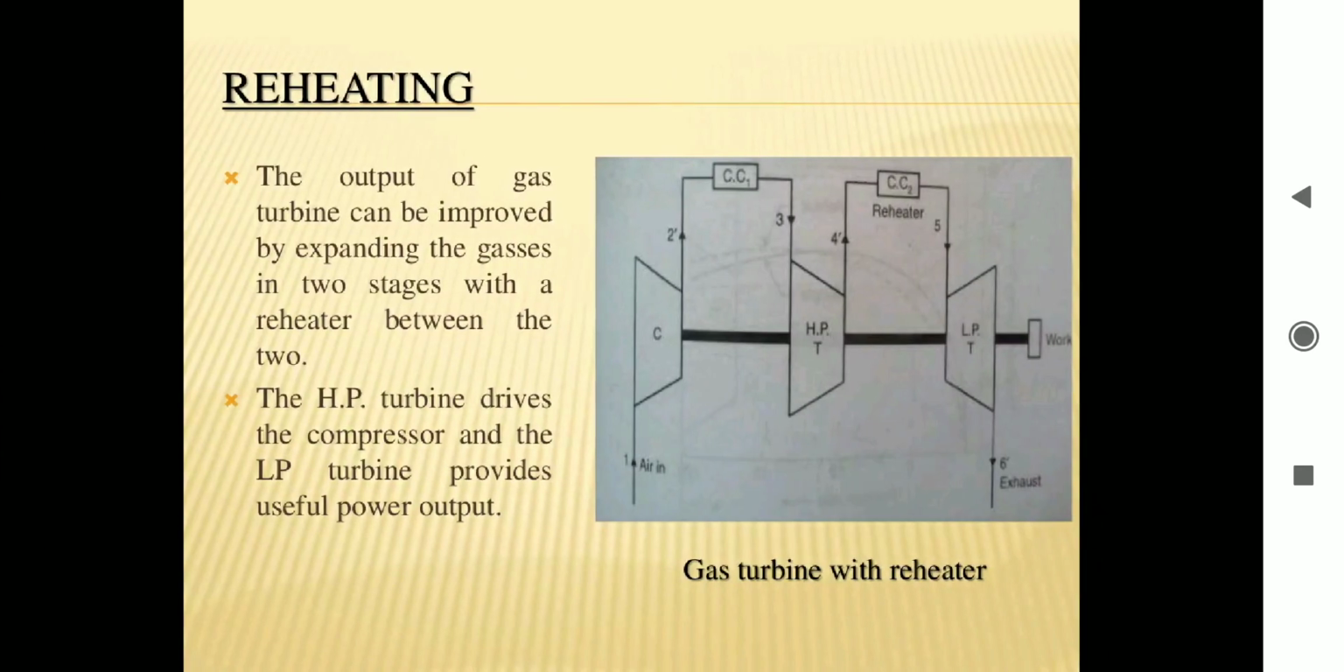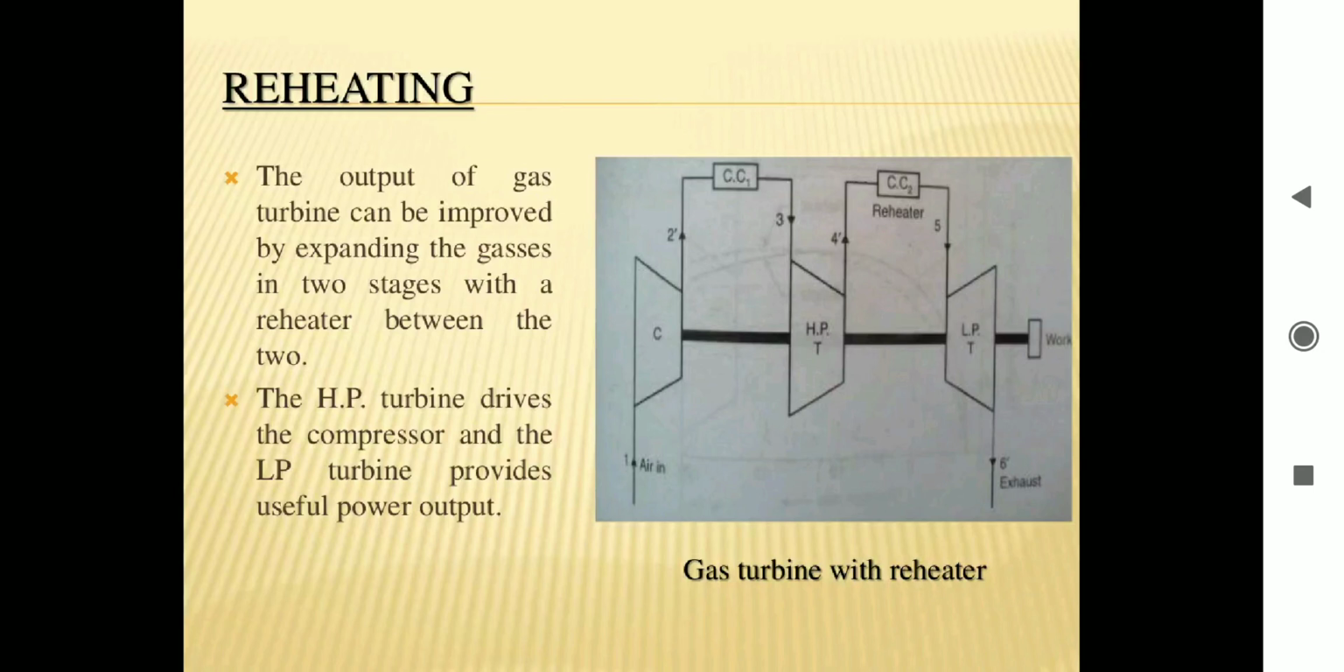And the next is reheating. You can understand by its name, reheating. Here we are using 2 types of turbine: a high pressure turbine and a low pressure turbine, and the compressor. These are all on the same shaft. After the compressor and the first combustion chamber, the gases exhausted from the high pressure turbine are fed into the second combustion chamber. That's also called the reheater.